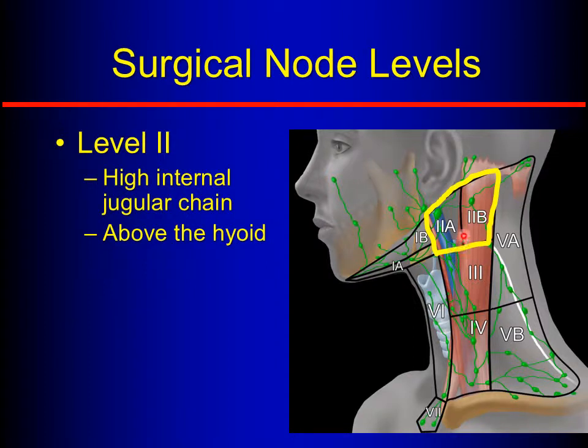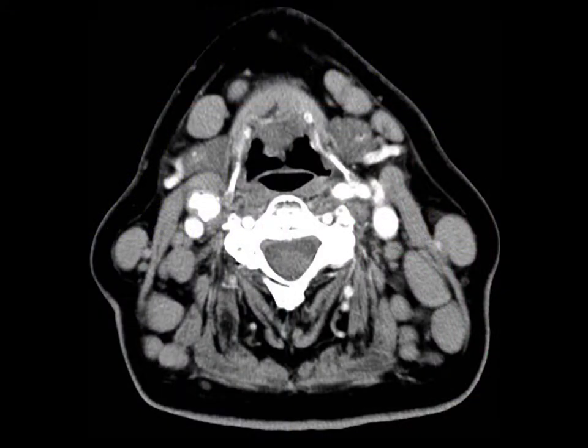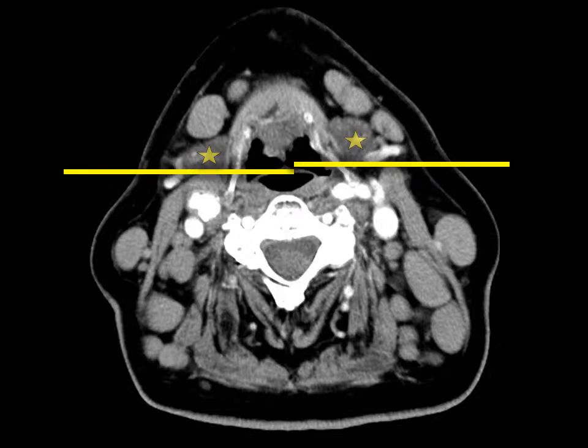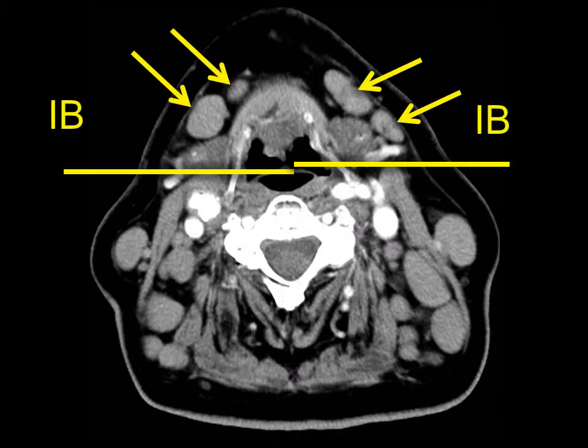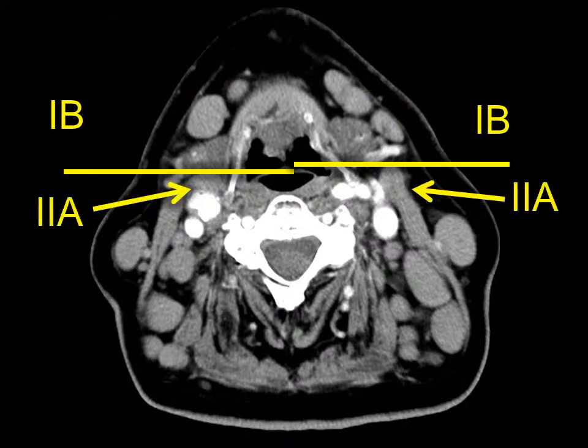Next is level 2. These are the high internal jugular chain nodes above the level of the hyoid. Now this is an example of a patient who had large solid lymph nodes throughout their cervical soft tissues, and it helps us to remember these different nodal groups. If we find the submandibular gland and draw a line in the coronal plane through its posterior edge, that helps separate for us the level 1B nodes anterior to that line from the level 2A nodes posterior to that line.